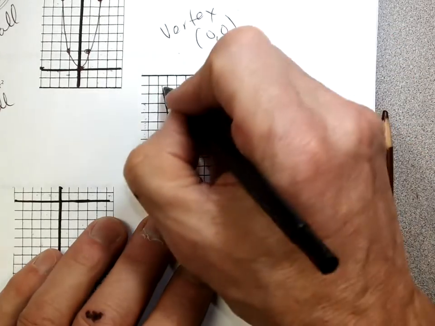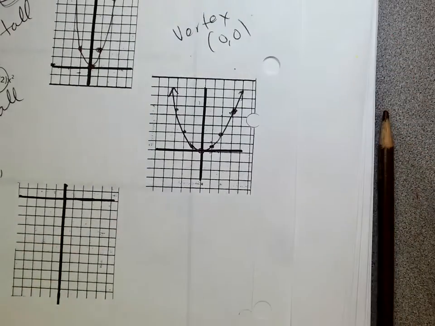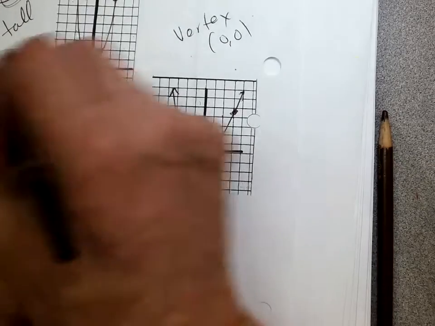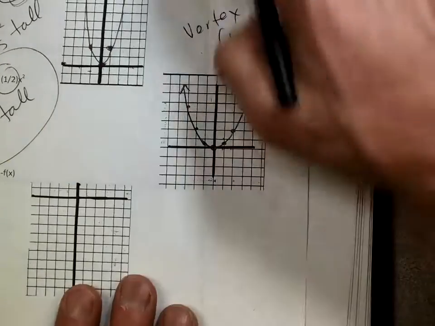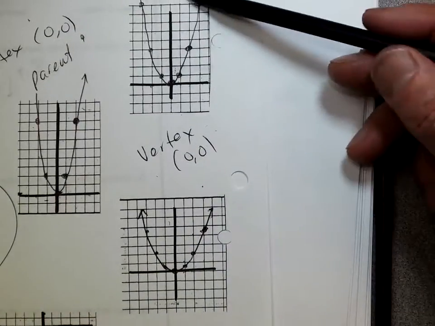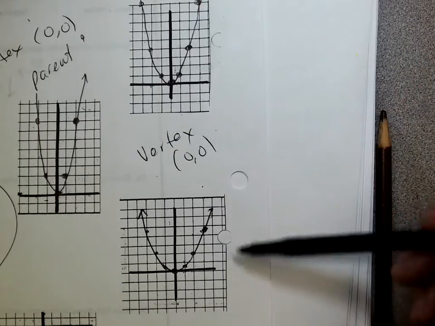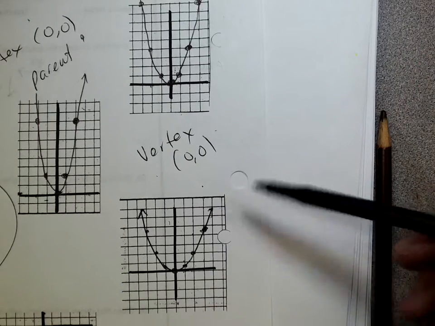So it seems as if it's wider, right? And it does appear wider, and that's okay to call it wider. But the truth is we just want to call it half as tall, okay? It is indeed wider than the parent function. If you compare it to its parent function, it looks wider, but the truth is we're just going to say it's half as tall, okay?